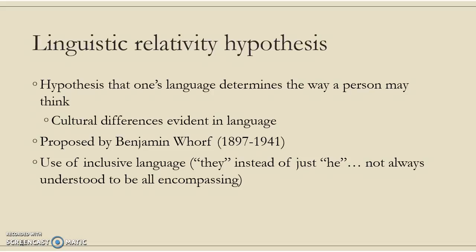So this is the whole idea behind the linguistic relativity hypothesis. Our language determines the way a person thinks. So the language we're exposed to is going to change the way we think. The example I also put is use of inclusive language, they instead of just he. That's not always understood to be all-encompassing in certain languages. So it depends on the culture that you're in.